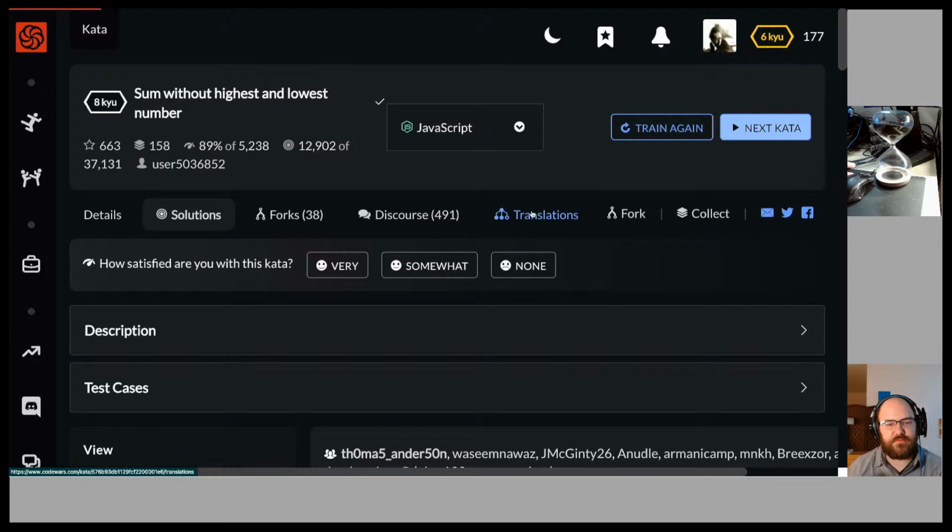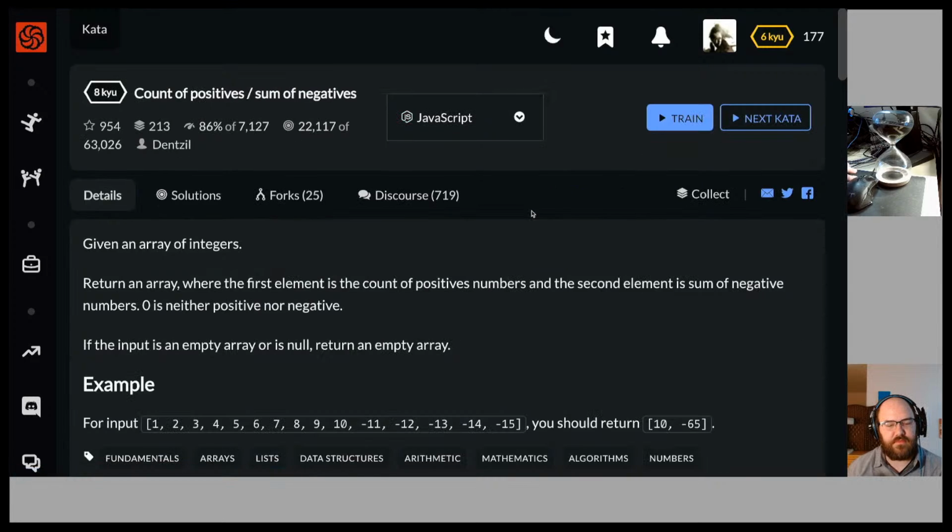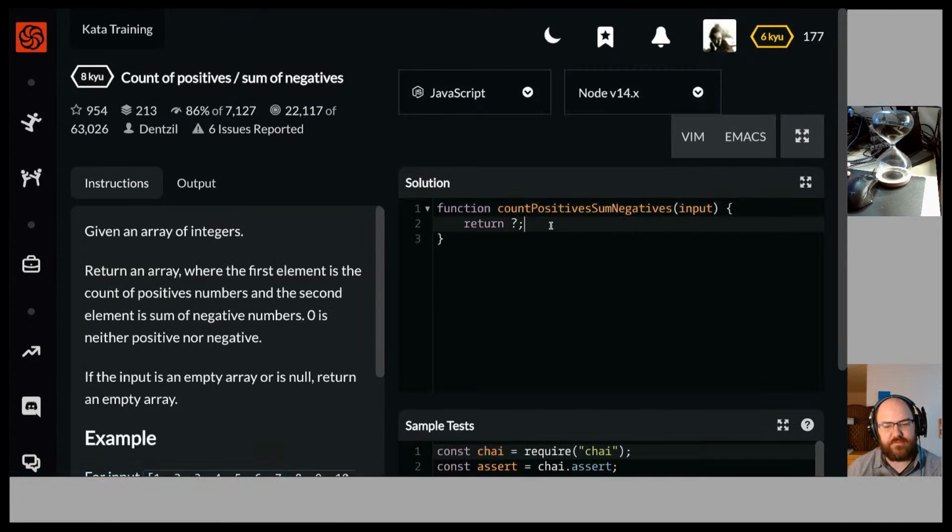Next one. Count of positive, sum of negatives. Given an array of integers, return an array where the first element is the count of positive numbers and the second element is the sum of negative numbers. 0 is neither positive nor negative. If an array is empty or null, return an empty array. This will be a good chance for me to practice my forEach. Return question mark. That's cute.